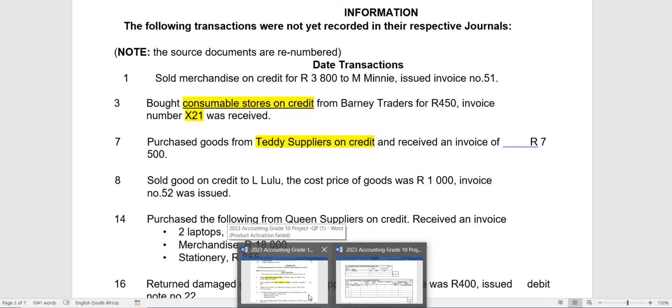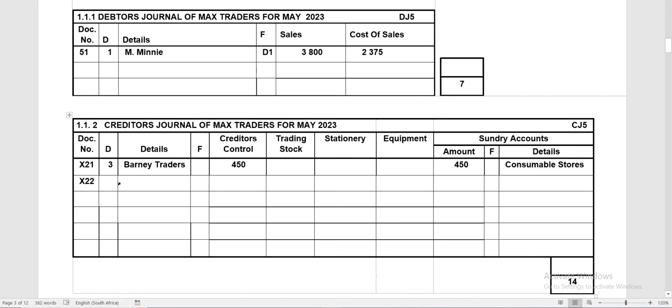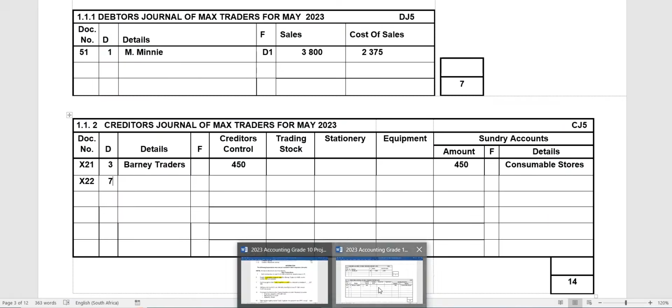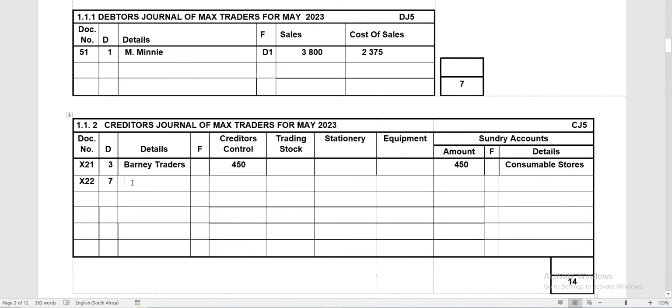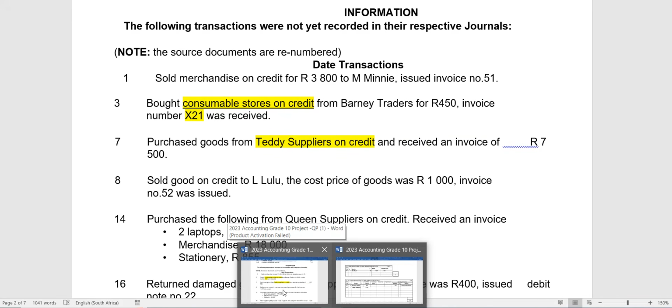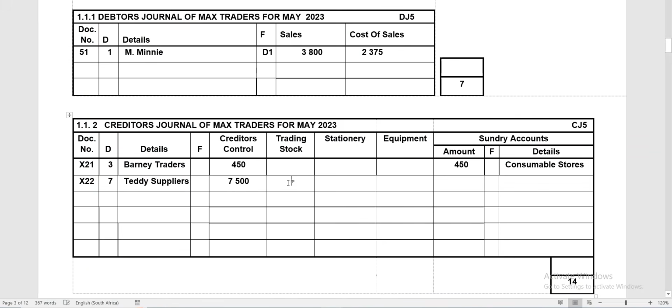Day number 7. The person that we bought this from is a Teddy supplier, so we'll write Teddy suppliers. Please be careful with how you record. The amount is 7,500, but we must check what we bought for 7,500. According to this we bought goods, meaning that we are going to record in the trading stock column, and then we are done recording.